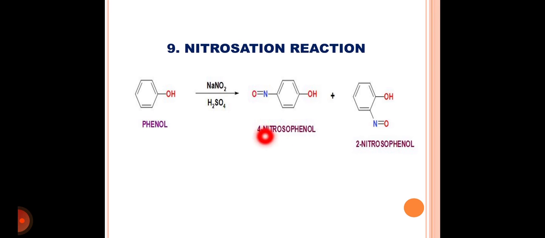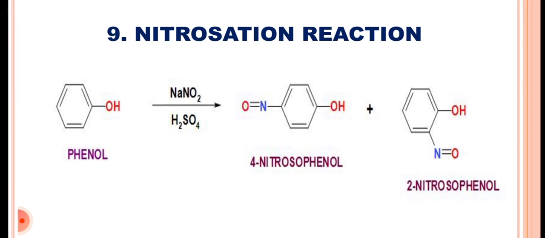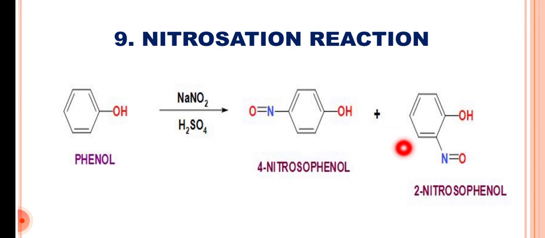The next reaction is the nitrosation reaction. Dear students, this word nitrosation simply means the attachment of nitroso group. Nitroso means N double bond O. When phenol is treated with sodium nitrite in presence of sulfuric acid, gives formation of 4-nitrosophenol and 2-nitrosophenol. Once again, the 4-nitrosophenol being the major product.